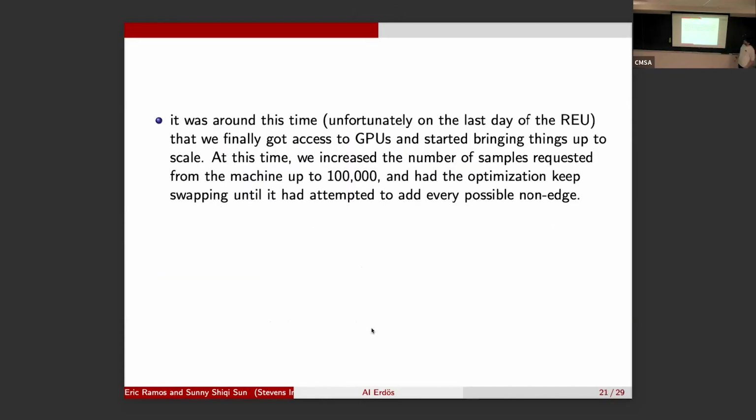Okay, so it was around this time, which was literally the last day of the RU, that we got access to the GPUs and started bringing things up to scale. At this time, we increased the number of samples requested to 100,000. And at first, we said, okay, optimization step, do swaps until you literally cannot do swaps anymore. Remember, we said there's a failure state wherein you try to add every single non-edge and not a single one of them produces a better score, right? So I'm just going to keep doing this, swap until you drop, right?